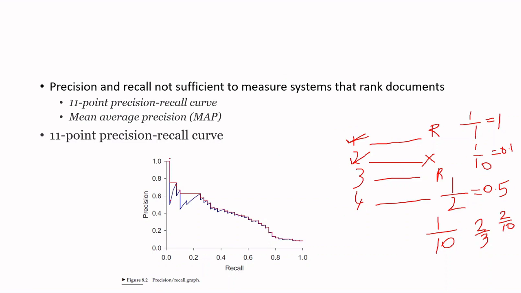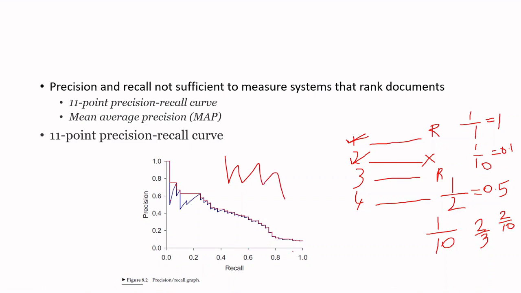That is, you start from here. When you don't retrieve a relevant document, your precision goes down, recall remains the same. Recall changes only when you have a new relevant document, right? Now, next time you have a relevant document, the precision goes up, recall also slightly goes up. So you'll have a sawtooth curve, something like this. That is what we get.